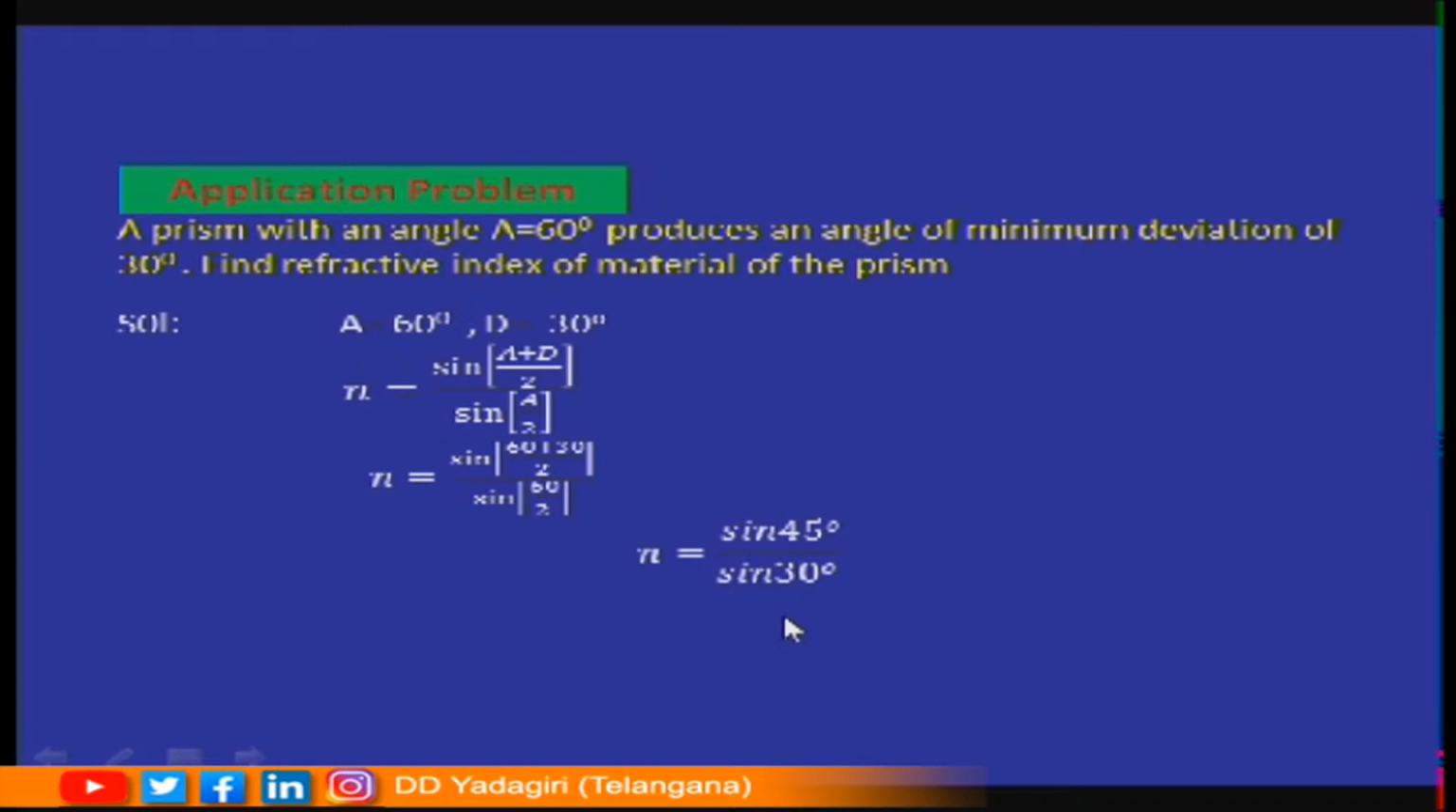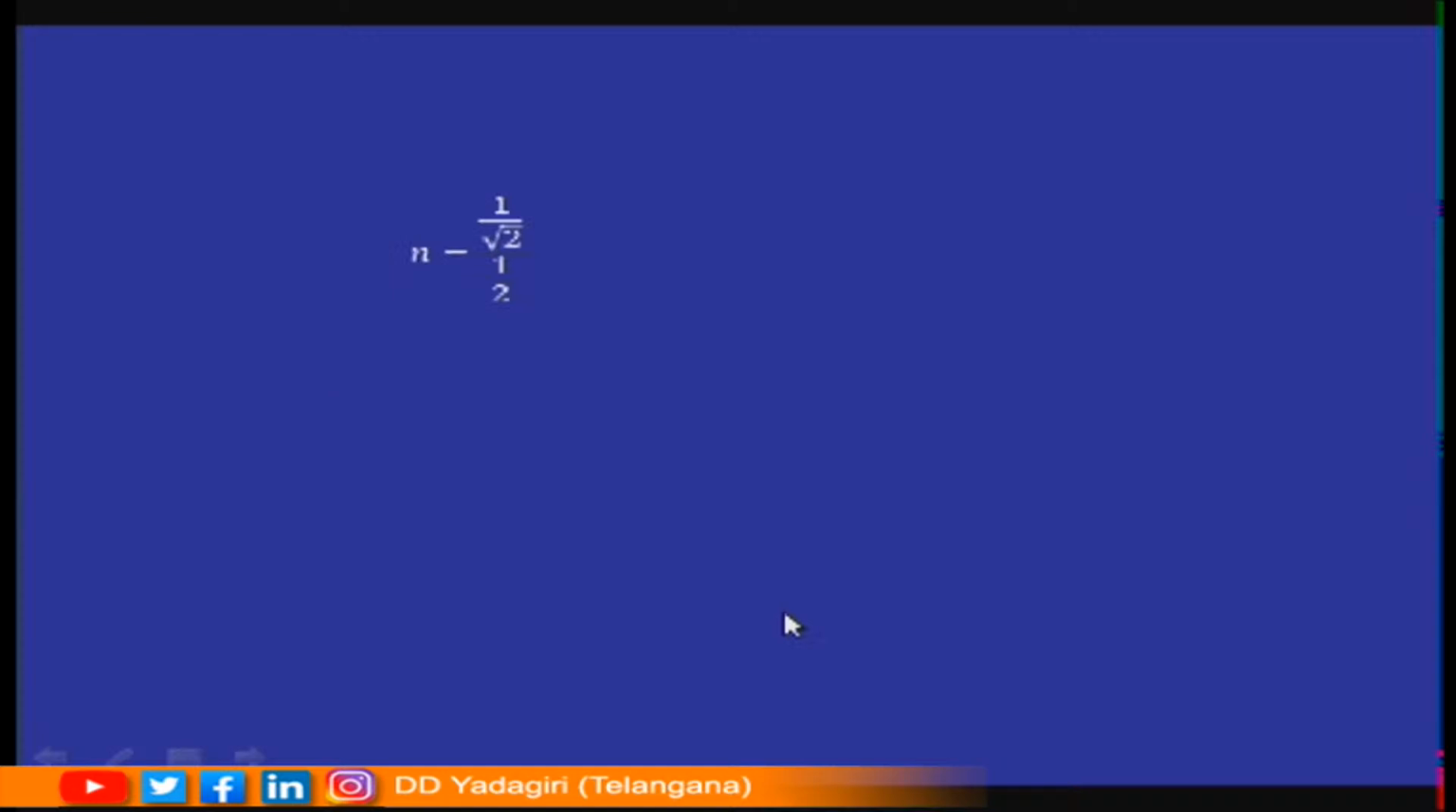We know that, children, sine 45 is 1 by root 2 and sine 30 value is 1 by 2. So, substituting these values, n equal to (1 by root 2) by (1 by 2). Now, it will be 1 by root 2 into 2 by 1. So, now n equal to root 2 into root 2 by root 2; one root 2 gets cancelled with the other because these two are in division. So, what is the answer now? n equal to root 2. So, now the refractive index of the prism is 1.414, as we know that root 2 value is 1.414. So, this is the refractive index of the material.